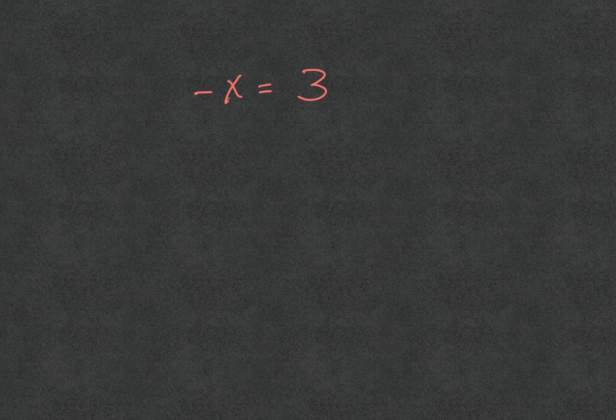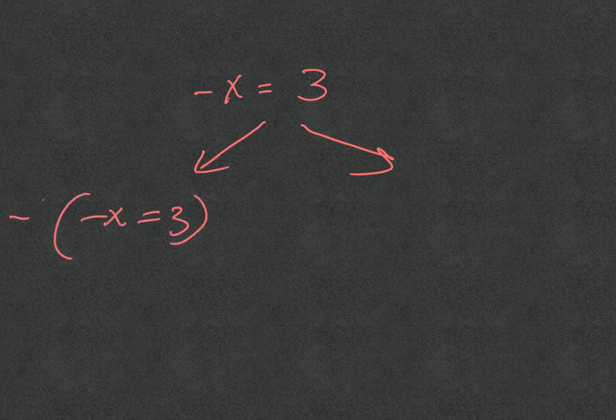I can either take negative x equaling 3 and multiply everything by negative 1. Now I can do distributive property over the equal sign. Negative 1 times negative x, negative times a negative is a positive. Negative 1 times positive 3 is negative 3. That's one way I can do it.